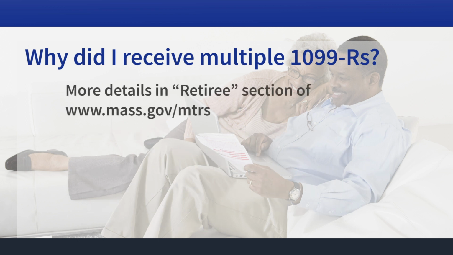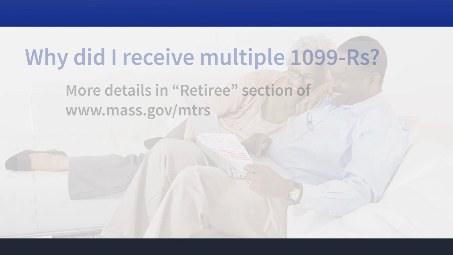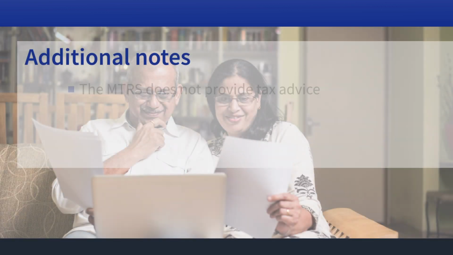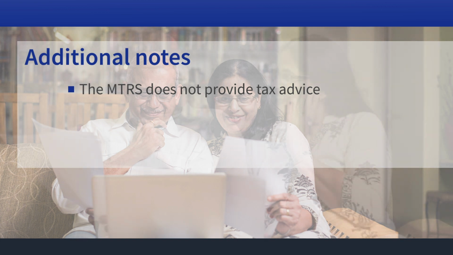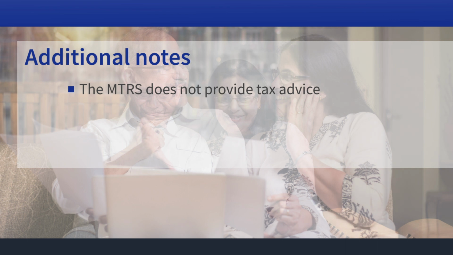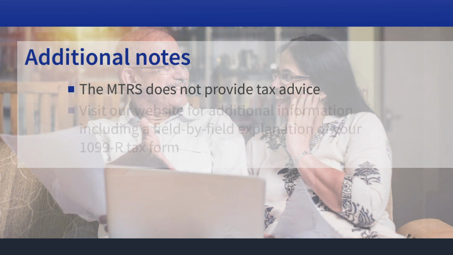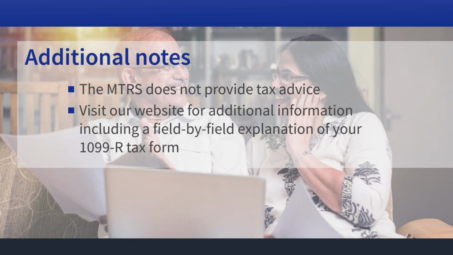There are other scenarios in which you may receive multiple 1099-Rs. For a comprehensive list, please visit mass.gov/MTRS. Finally, the MTRS does not provide individualized tax advice. If you have any questions about filing your federal or state income tax returns, please contact the IRS or the Commonwealth's Department of Revenue, or consult with a tax professional. You can also visit our website for additional information, including a comprehensive field-by-field explanation of your 1099-R tax form and a list of frequently asked questions.